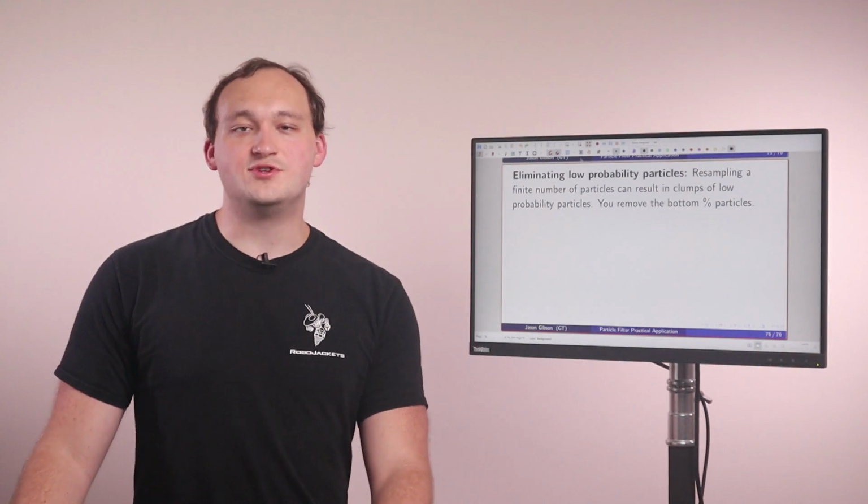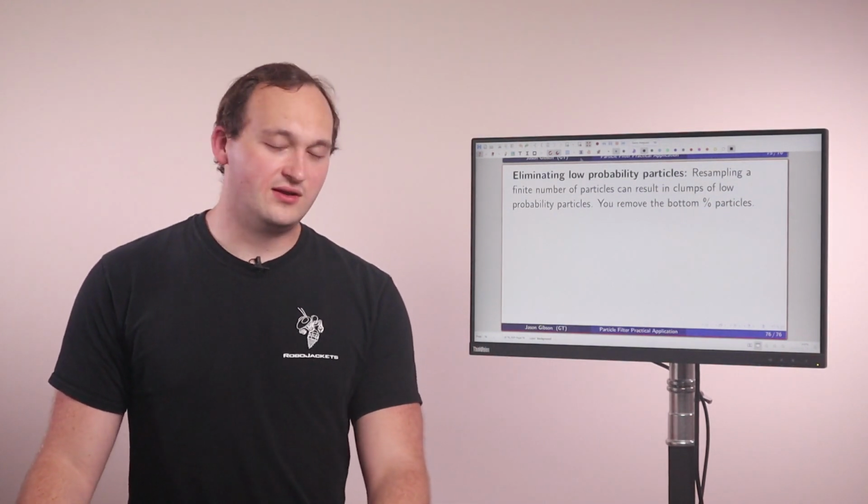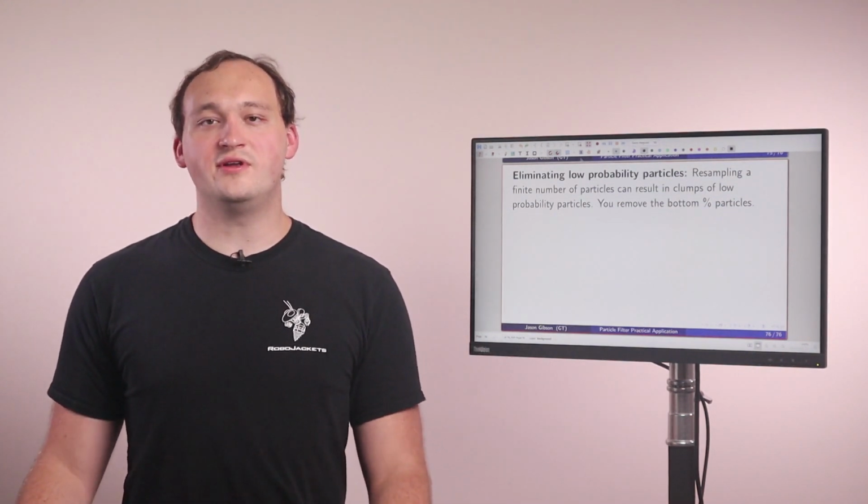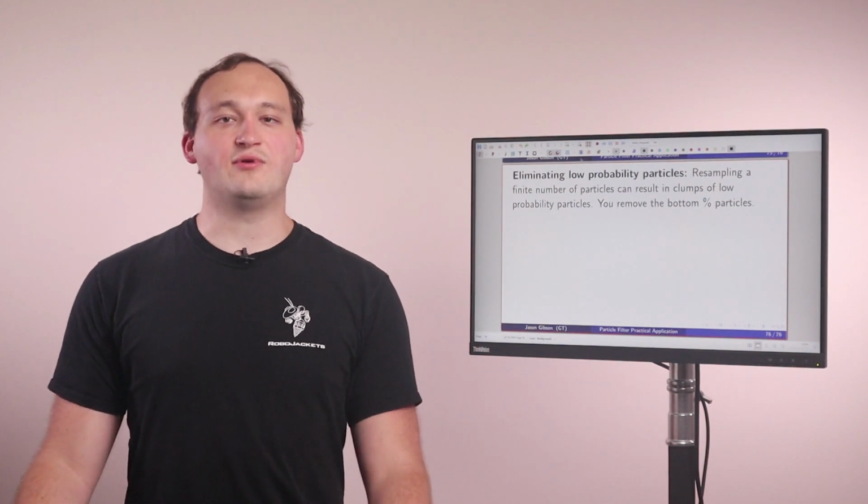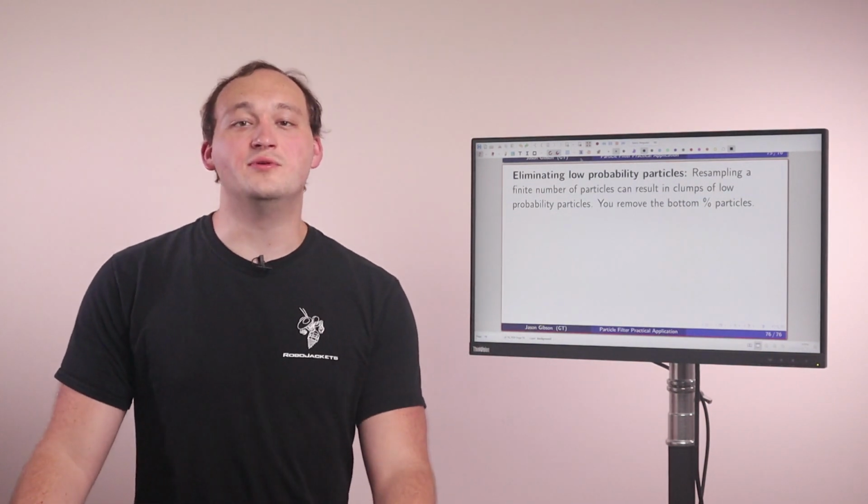So these are some of the tips and tricks about tuning particle filters. Now there are definitely other ones that I haven't covered and things that work better or worse in different applications, so always look around for what people are doing in your field.